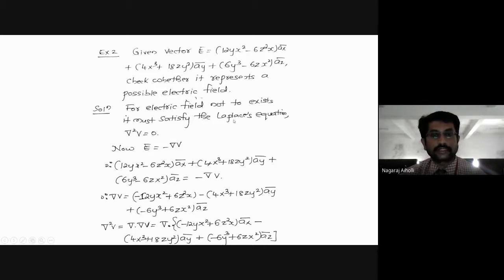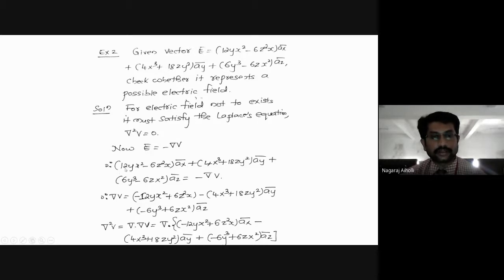Suppose del square V is not 0. Suppose after finding del square V, we get some equation or some value which is non-zero, that means that there is some electric field existing in that region. Correct? That is how we can draw the inference from this example. For electric field not to exist, it must satisfy the Laplace equation, that is del square V equal to 0. Now E bar is equal to minus del V.